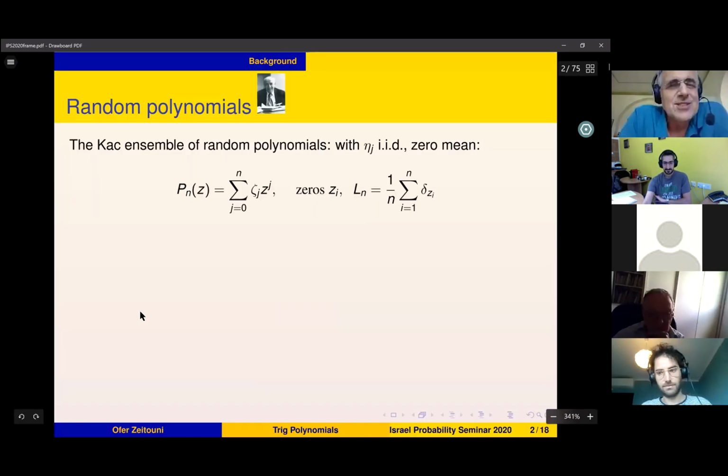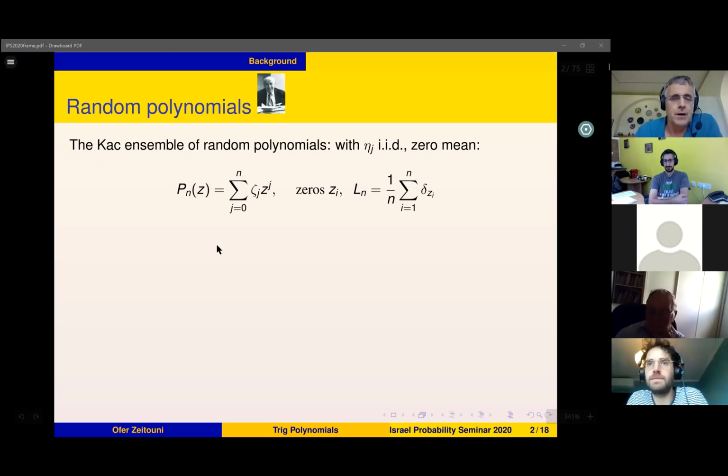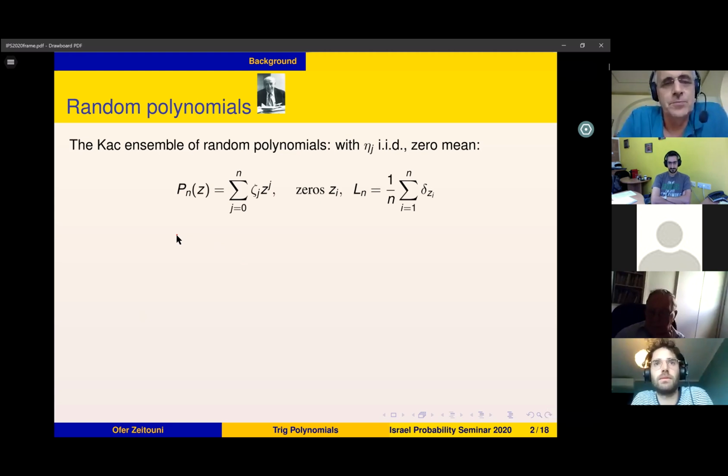Okay, so what am I going to talk about? I'm going to look at random polynomials, and specifically the simplest form of random polynomials, which is not necessarily the most natural one, but it's definitely the simplest to describe: a polynomial of degree n with coefficients zeta j, where these zeta j's are just IID random variables, which we are going to insist have zero mean. For most of the talk, they will be Gaussian, but not for all. So at the moment, those are just IID random variables.